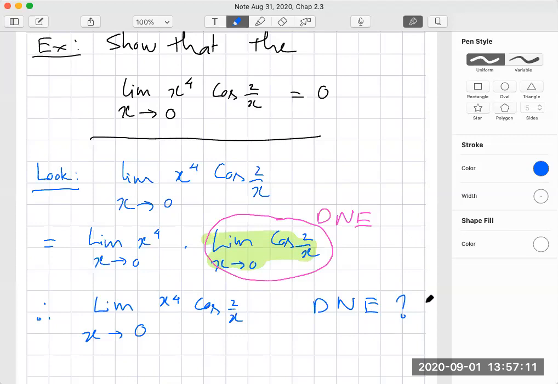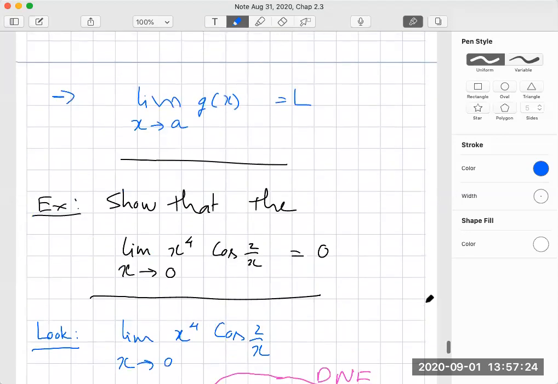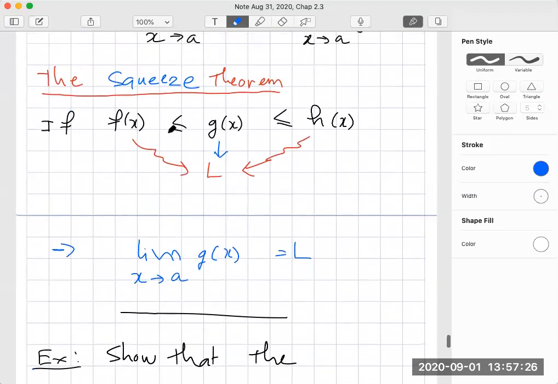Think about it. It is not true, indeed. So, we can apply this squeeze theorem to this problem.